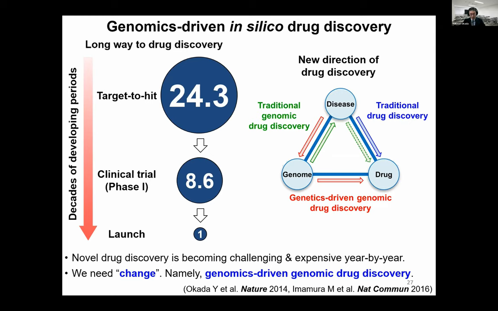So we need a change, namely genomics-driven drug discovery. Currently, it is a long way to drug discovery, with bigger cost and lower success rates. So we definitely need to improve by using disease genetics in the process of drug development. So this is genetics-driven genomics drug discovery.